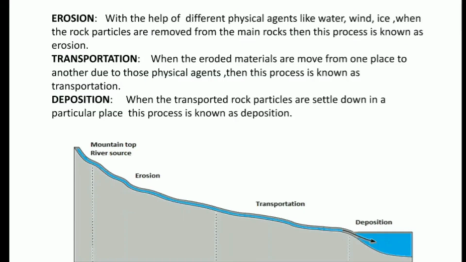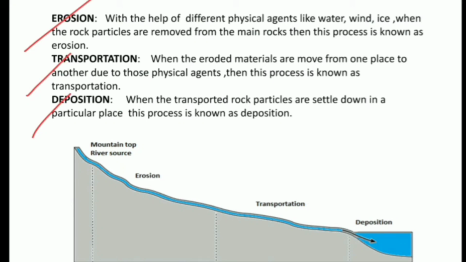Now we have different physical processes. Those physical processes are mainly responsible for giving a particular shape to those landforms like hills, mountains, plateaus, and plains. So, those physical processes are, first we have erosion, then we have transportation, and last one deposition.